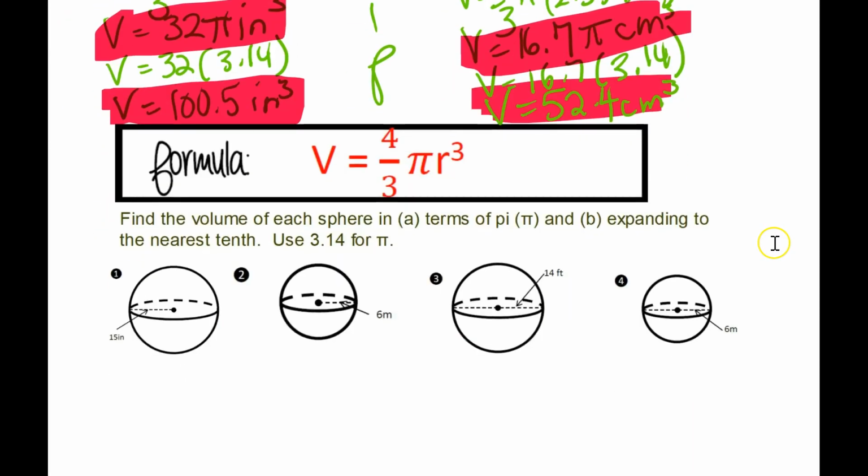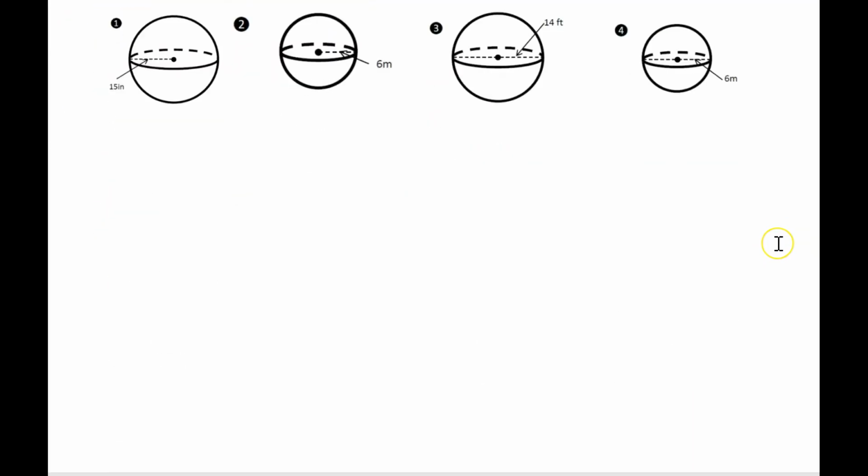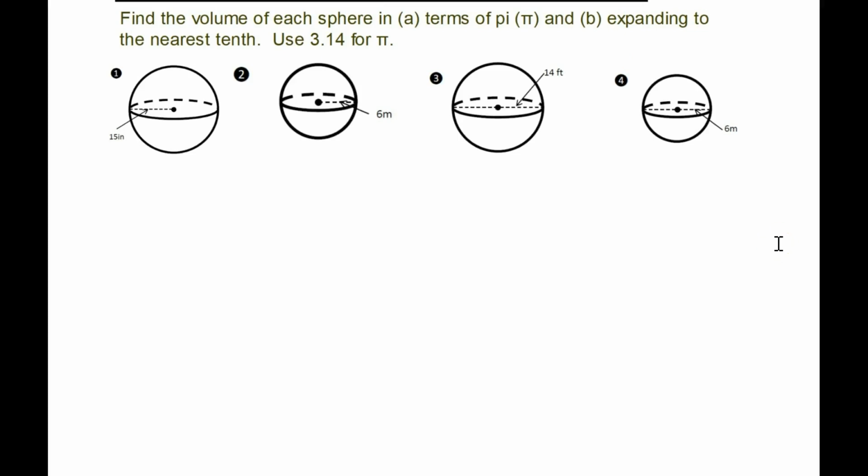All right, last one, y'all. Then we're done. Find the volume of each sphere in A, terms of pi, and B, rounding to the nearest tenth. I skipped the other ones because this stuff is pretty simple in the beginning.